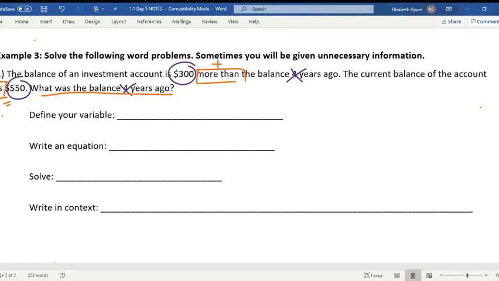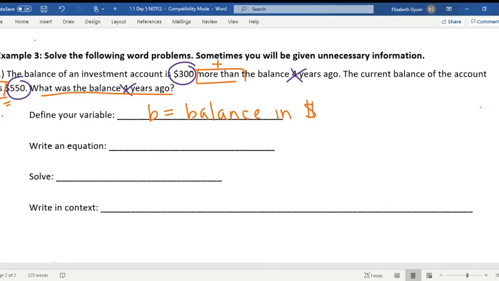You could put M for money, right? Or pick X, maybe you always like X. I'm going to do B for balance. So B equals balance. And I'm going to put in dollars, just because, I don't know, maybe we're in England and we're working in pounds or something. Okay, so now we're going to write an equation.